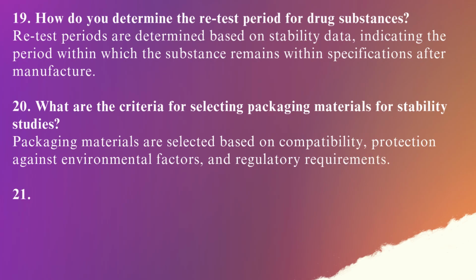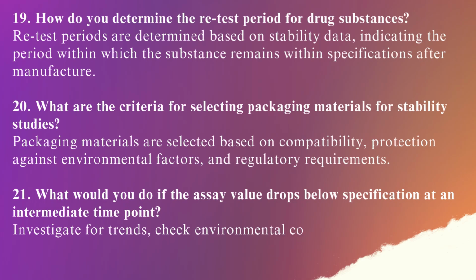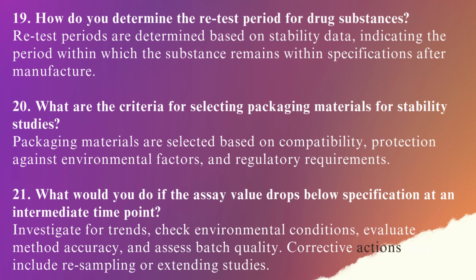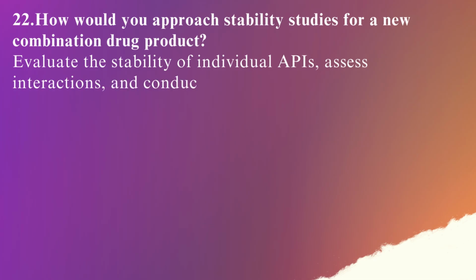What would you do if the assay value drops below specification at an intermediate time point? Investigate for trends, check environmental conditions, evaluate method accuracy, and assess batch quality. Corrective actions may include resampling or extending studies. How would you approach stability studies for a new combination drug product? Evaluate the stability of individual APIs, assess interactions, and conduct combination-specific stability studies under ICH conditions.